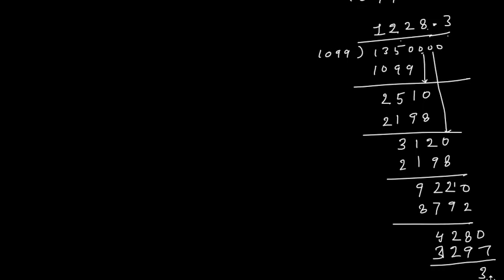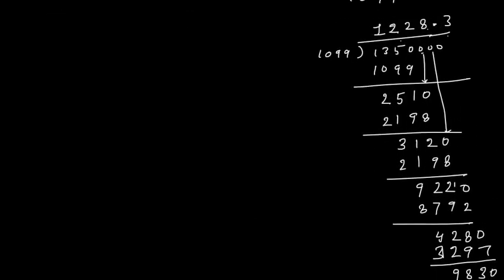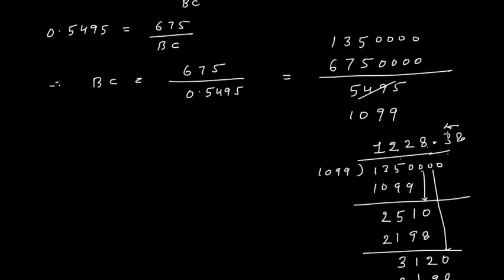10 minus 7 is 3, then 17 minus 9 is 8, then 11 minus 2 is 9, and 3 minus 3 is 0. So 9, 8, 3. Then again I will bring down a 0, and it is somewhere 8 times. As this is 8, we round off, and this 3 will become 4. So your answer for BC will be 1228.4 meter.